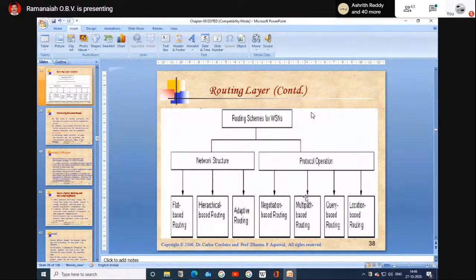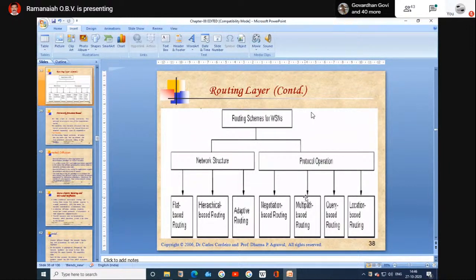So when is it the query that is triggering the network into operation? Based on that, it's a query-based routing protocol. And the last one is location-based. Now you want to critically use the location information. Where is that? Based on that, if the protocol is working, then it is called a location-based protocol.